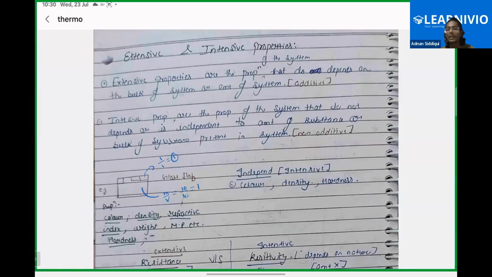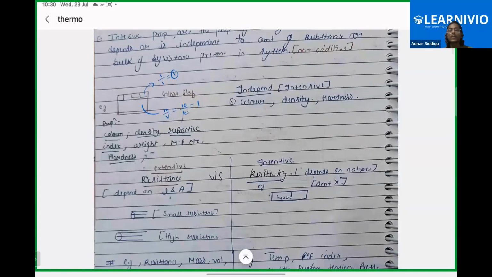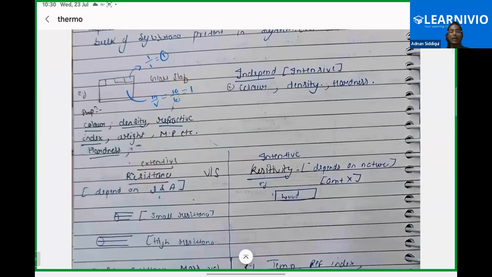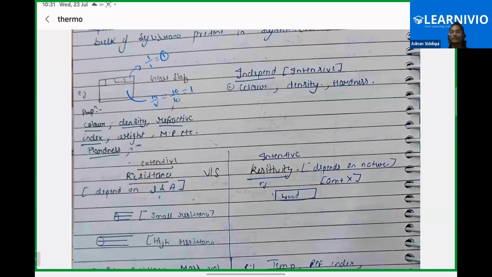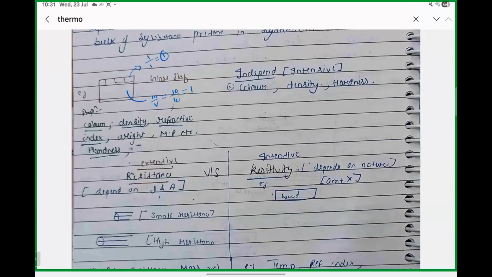But what about resistivity? Resistivity is just a property, but resistance is something that depends on the bulk. So resistance is extensive, and resistivity is intensive. For example, resistivity basically is the property. Suppose wood. Is wood resistive or not? Can you pass electricity through wood? No. So it's just a property. I took another example about glass. Remember? Oh yeah, the glass slab. Yes, I have said that.